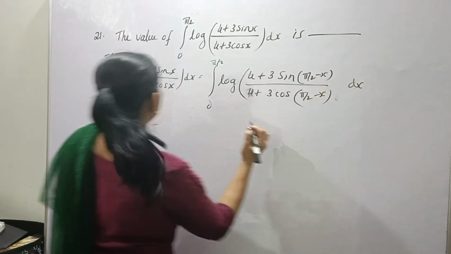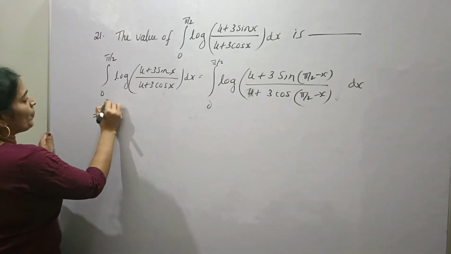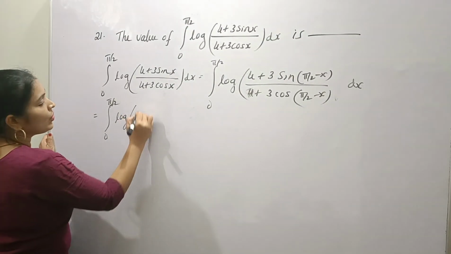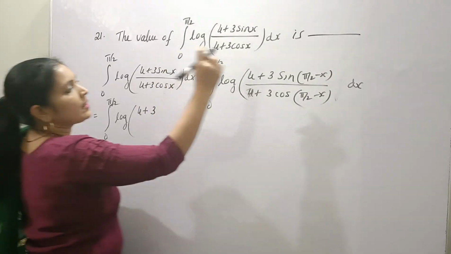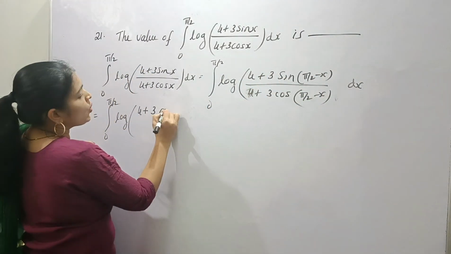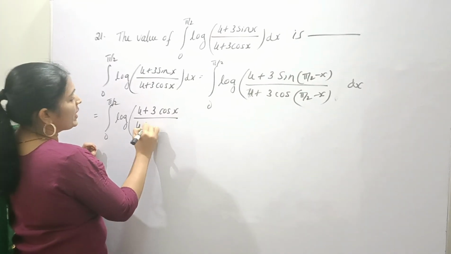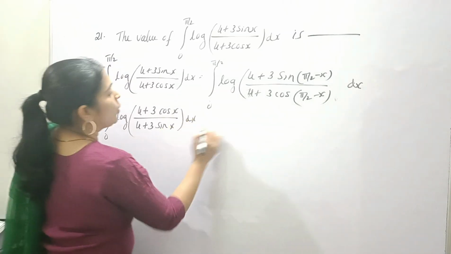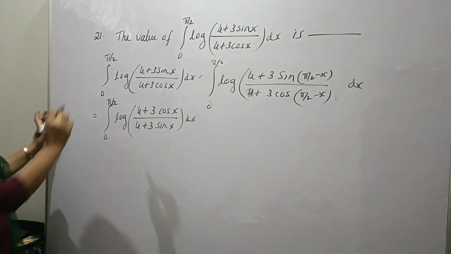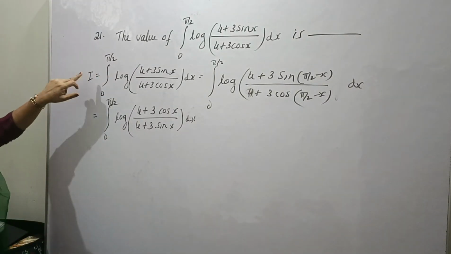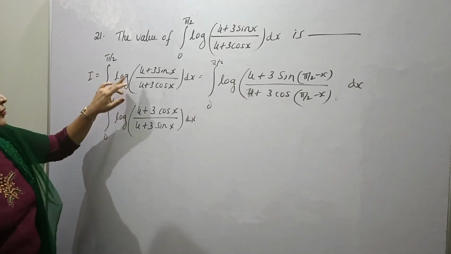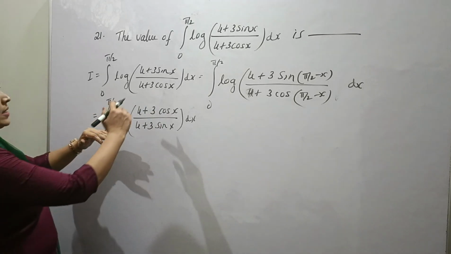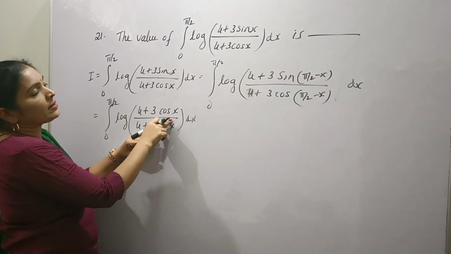Okay, that is equal to the integral from 0 to pi by 2 of log of 4 plus 3 sin of pi by 2 minus x, which is cos x, divided by 4 plus 3 cos of pi by 2 minus x, which is sin x, dx. Okay, see here, let's take it as I. Let I be equal to the integral from 0 to pi by 2 of log of 4 plus 3 sin x divided by 4 plus 3 cos x. We have got this one. That means here it is the denominator, here it is in the numerator.